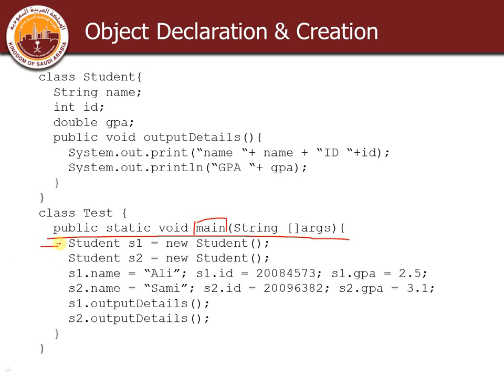So now if I'm going in the main, I can see that the first instruction says Student s1 equal new Student, so it is going to prepare a variable of data type Student. And I'm doing the same thing with s2, another student. And s1.name, I'm putting the name of s1, the ID of s1, and the GPA of s1, and the same thing for s2. And look, I'm doing s1.outputDetails. This means it's going to output the details of student 1, and this is going to output the details of student 2.